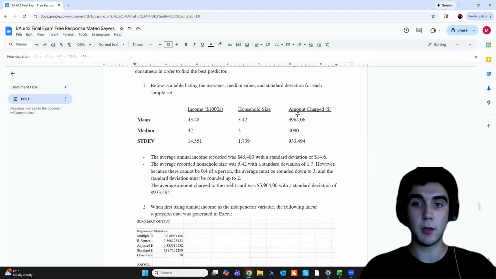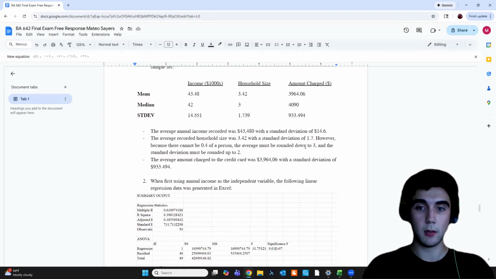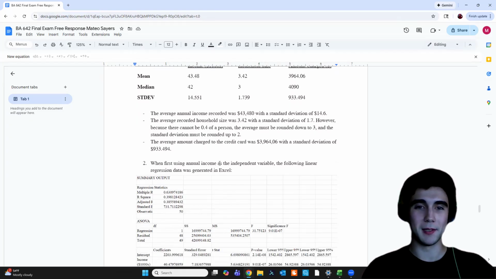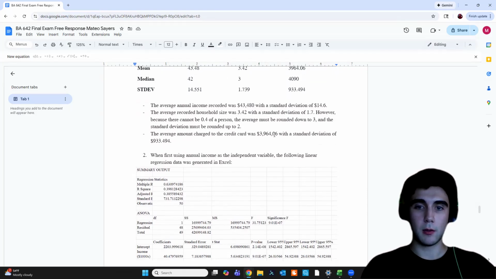So the dependent variable that was gathered here was the amount charged, and the two independent variables were annual income and household size. And some descriptive statistics here, just averages and standard deviations. It's important to note that household size involves number of people, so you can't actually have a fraction. So those were corrected down here to round it down to 3, and the standard deviation must be rounded up to 2, because you can't have 0.4 or 0.7 of a person. So the average amount charged to the credit card was around $3,964, a standard deviation of 933.